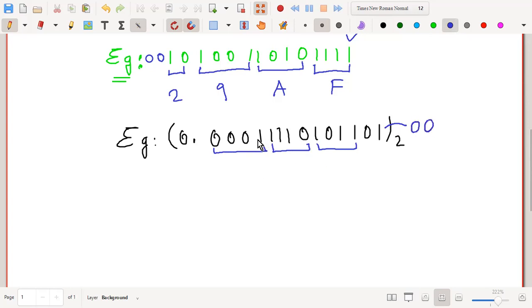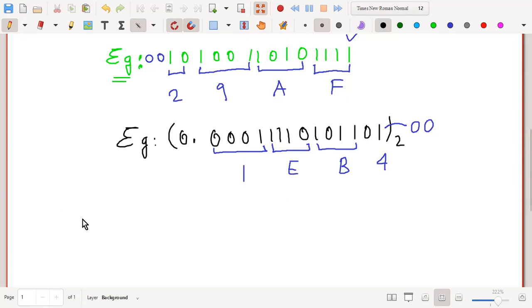Okay. So what is 0001? Now 0001 is 1. 1110 is E in hexadecimal. Then you have 1011. 1011 is B, and then you have 0100. So 0100 is nothing but 4. So your hexadecimal is 1EB4. In this way, very easily you can do the conversion of hexadecimal to binary and binary to hexadecimal.